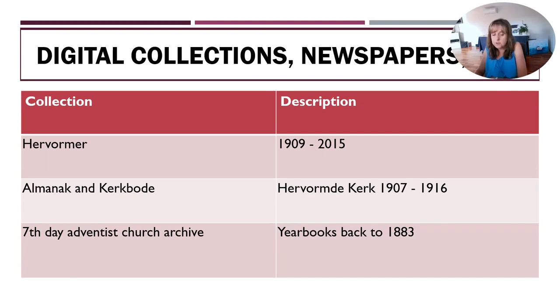There are a few church newsletters and yearbooks available. The Hervormer of 1909 to 2015, the Almanak en Kerkbode of the Hervormde Kerk between 1907 and 1916. Then there's also the Seventh-day Adventist Church Archive yearbooks back to 1883. These yearbooks are international, but they contain heaps of information about South African Seventh-day Adventists.